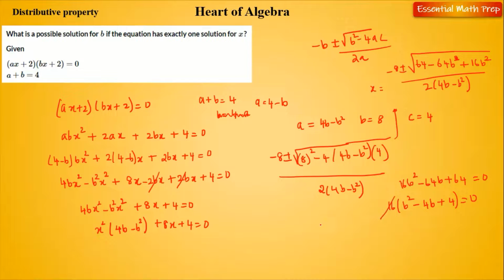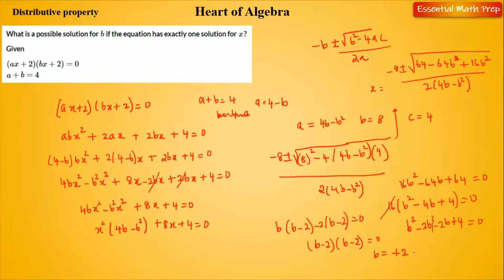So we want b squared, but we also want negative 4b. The only way we can achieve that would be b squared minus 2b minus 2b plus 4 equals 0. If you factor it, it'll be b minus 2 times b minus 2 equals 0. So b minus 2 equals 0, and b equals 2.